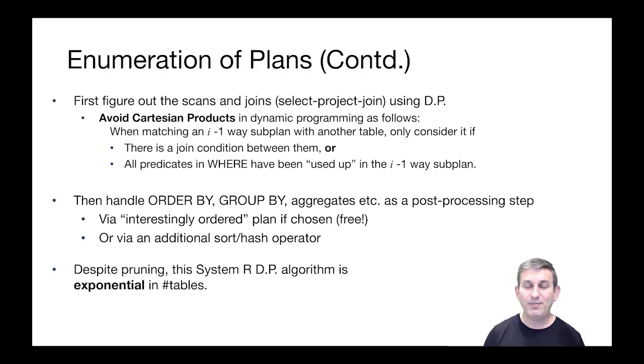So finally, the big picture of enumerating all the plans using the Selinger technique is first you figure out the join and scans. You figure out the join ordering, and that deals with the select project join piece of the query. We do this using dynamic programming. One final wrinkle on dynamic programming is that we want to avoid Cartesian products, and we'll do this as follows. When you're matching an i-1 way subplan with another table, so we're in the middle of our recursion in dynamic programming, we're only going to pair up that subplan with that table if either A, there's a join condition between the subplan and the table we're joining it with, or B, all the predicates in the where clause of our query have already been accounted for and so-called used up in the subplan.